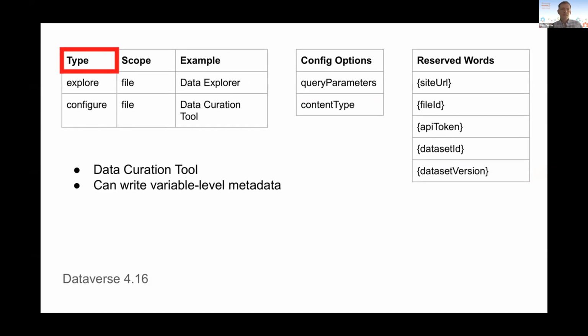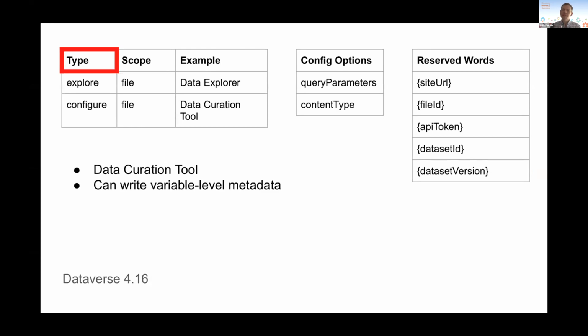Dataverse 4.16 was a big deal because we switched from having only exploration tools to having what we call configure tools. That's what we call the type of the tool. So now tools can write back to Dataverse. And for the use case here, it was Scholars Portal. Victoria Lukic and Caitlin created this data curation tool. And I think we'll hear about this soon from Caitlin.